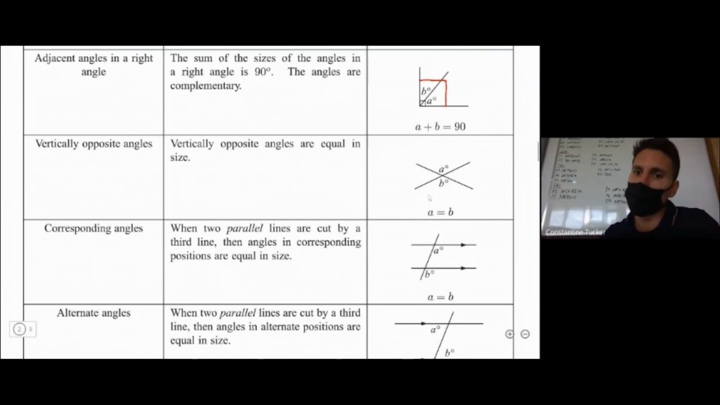Vertically opposite angles. We just had a look at that previously. They are equal. So, for example, this top angle here, A, is equal to the bottom angle, B. Cool. Moving on to another bit now.